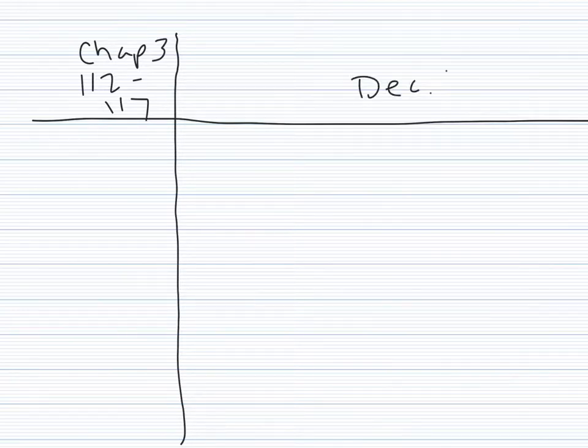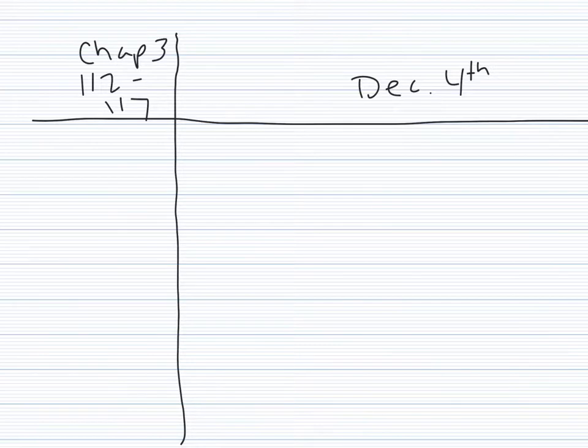All right, so we are starting chapter 3, and that is going to be page 112. Well, not the whole chapter, but what we're looking at today is page 112 to looks like 117. All right, and this is the week of December 4th. So if you were taking notes, you could set it up something like this.